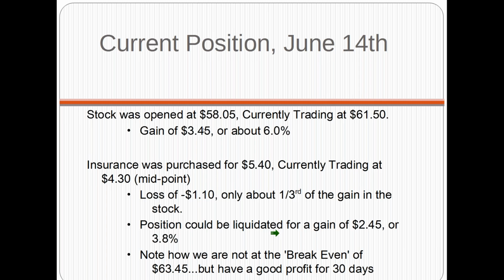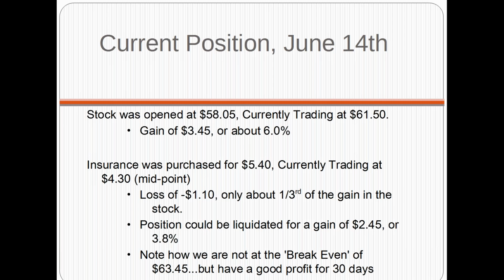So we've gained $345 on the stock. We've only lost $110 on the put, or about a third of the gain that we have. We own both securities. Okay, so we're still ahead, $245 on the position. We could liquidate the married put right now for a gain of 3.8%, which is not a bad turnaround for a 29-day trade.